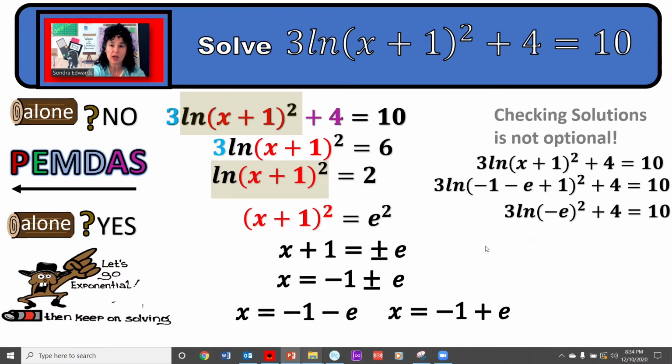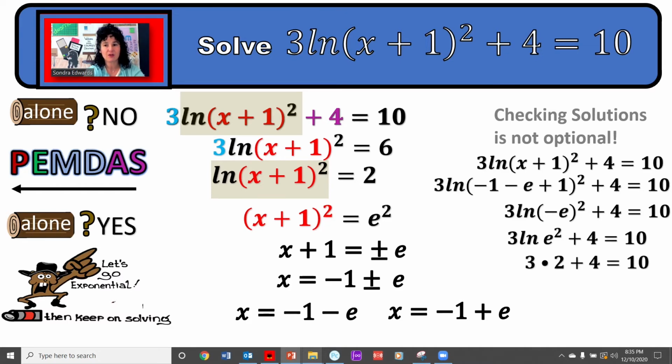So negative e squared is e squared. And you can see I'm being lazy, I'm leaving those parentheses off. The base on natural log is e. And so we have that property where when the bases match, all of it disappears. So the natural log base e of e to the second power is just the number 2. So 3 times 2 plus 4 does indeed equal 10. 10 equals 10. So -1 minus e is a solution.